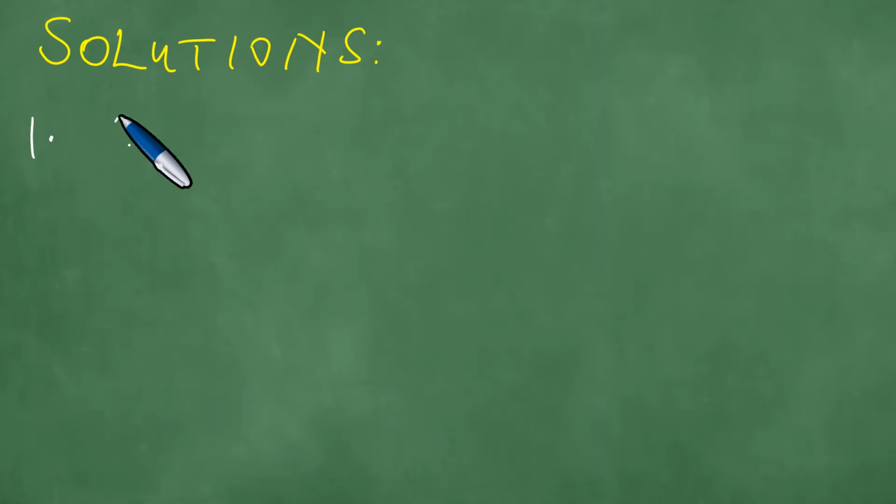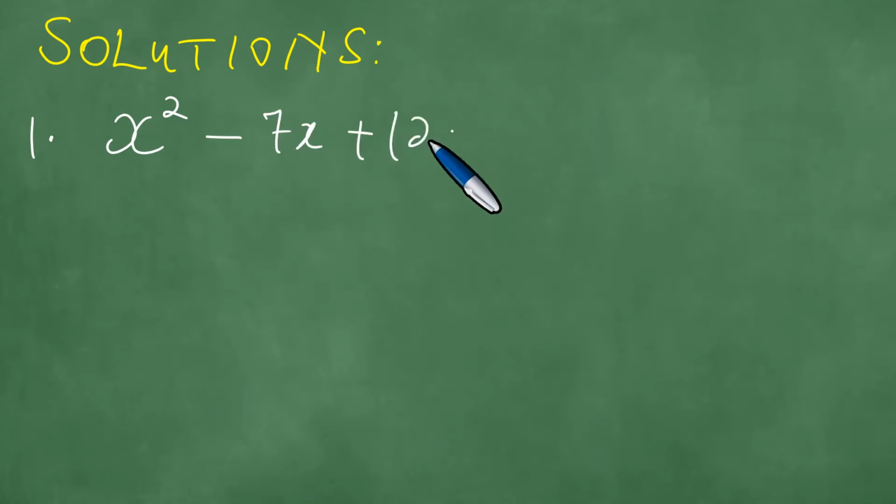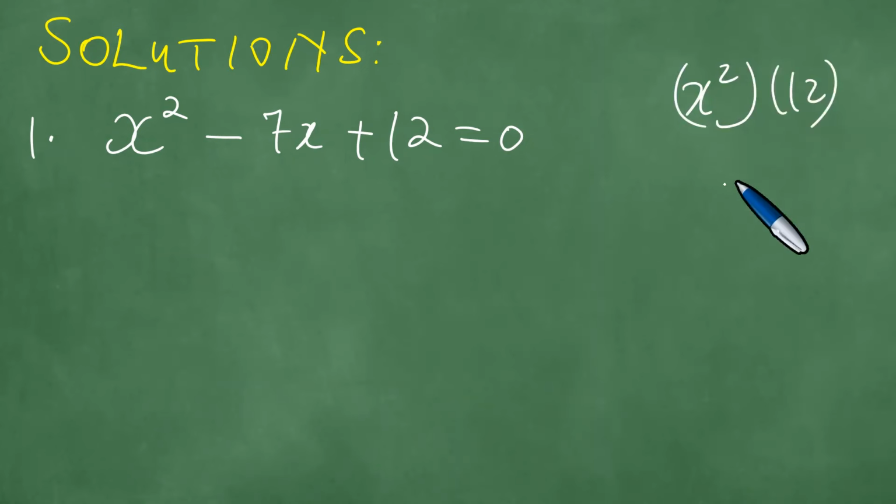attempts at solving this. So we have x squared minus 7x plus 12 is equal to 0. What do we do here? We need to factorize this. But to factorize this, we take x squared and multiply it by 12. From this, we get 12x squared. Okay, we multiply x squared and 12, and then we look for the factors of 12x squared that will give minus 7x, and those are obvious.